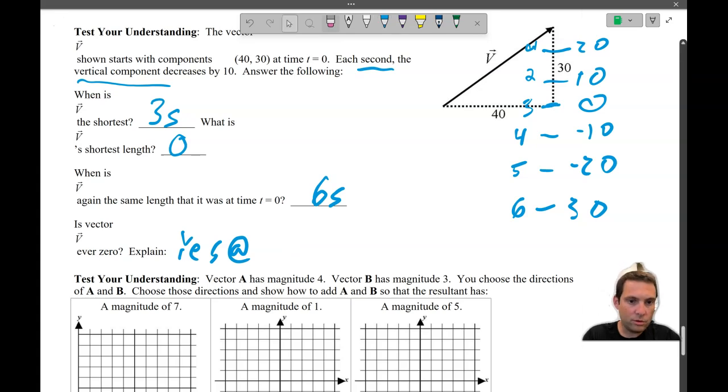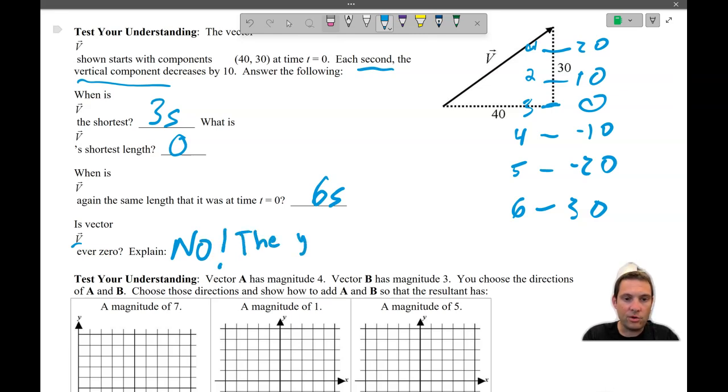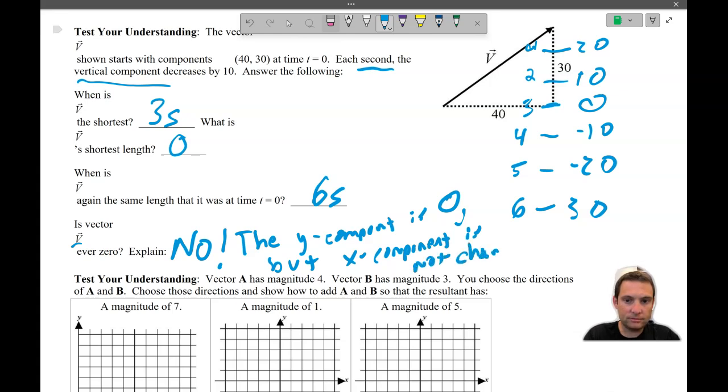Oh, no. Sorry, I'm answering the wrong question. Is the vector v ever 0? No. The y component is 0, but the x component is not changing. Pretty cool.